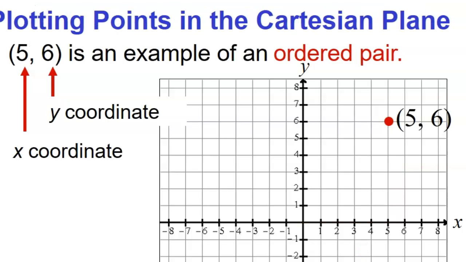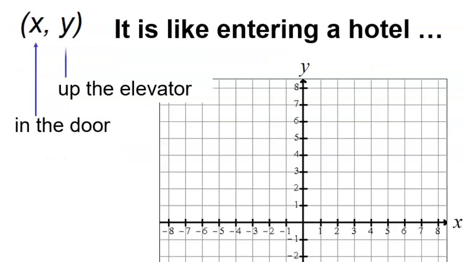Let's look at some more points. 5, 6: 5 across, 6 up. Now negative 3, 4. I want you to take a guess at how we plot this point. Where do we begin? I always begin at the intersection here, what we call the origin, where the x and y axis meet. So the negative 3 means what? Are we moving to the right or to the left? That's correct. We move to the left.